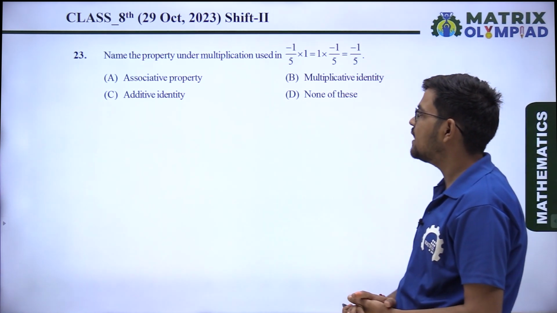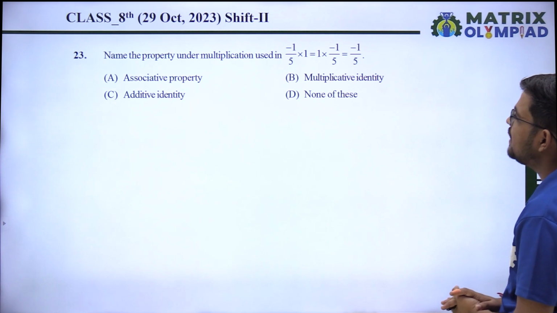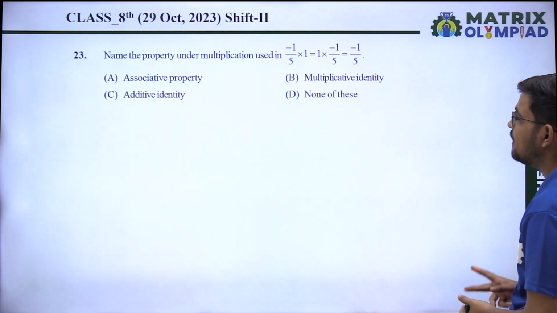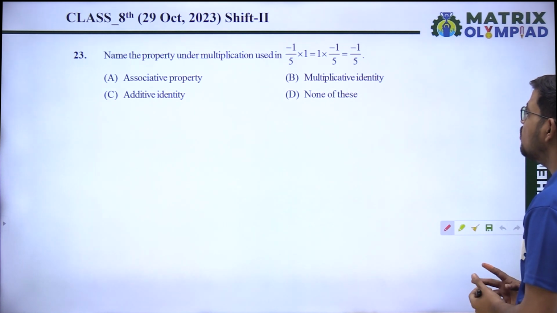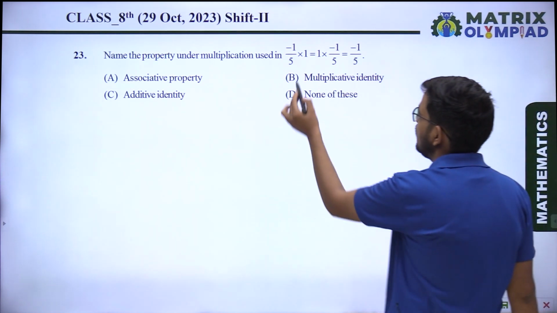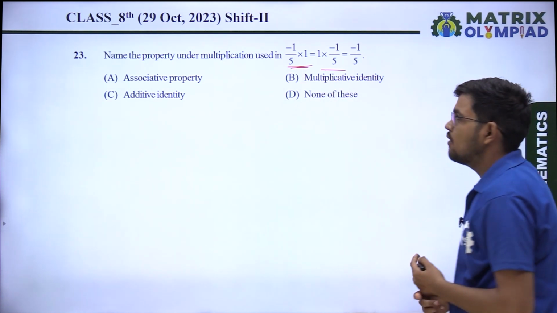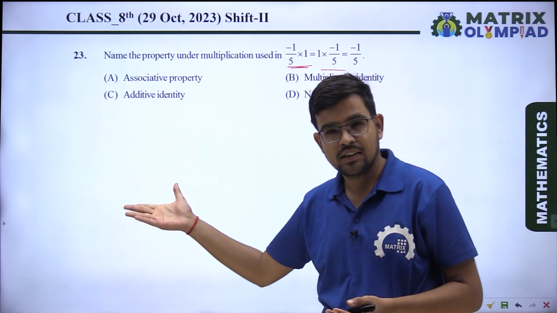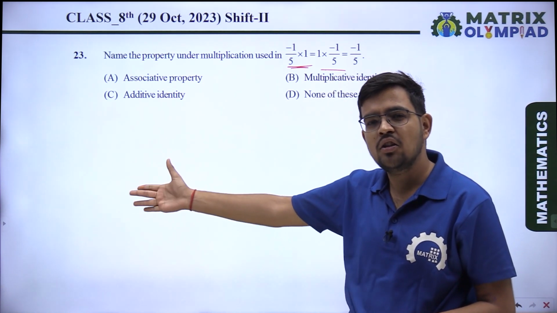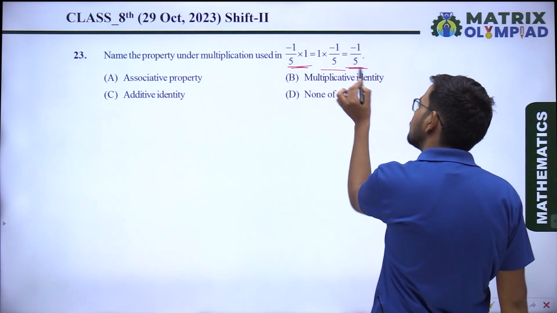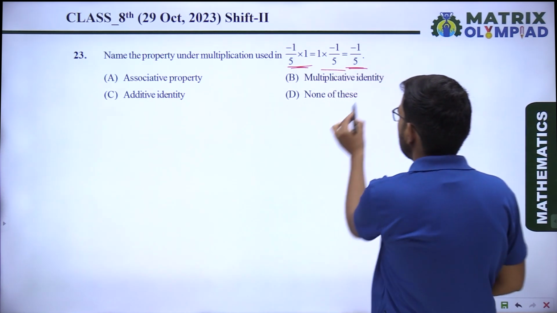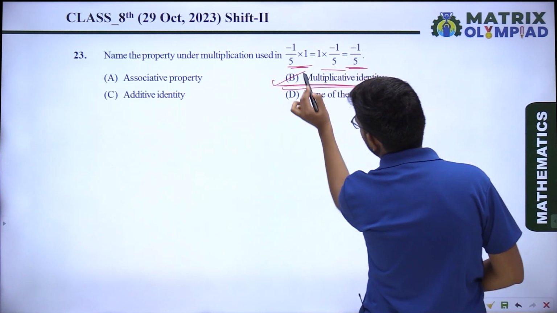Next question, number 23. Name the property under multiplication used in minus 1/5 multiply 1 equals 1 into minus 1/5 equals minus 1/5. The property is that when any rational number is multiplied with 1, you are getting the same number. So the property is called multiplicative identity. So option B is the correct answer.